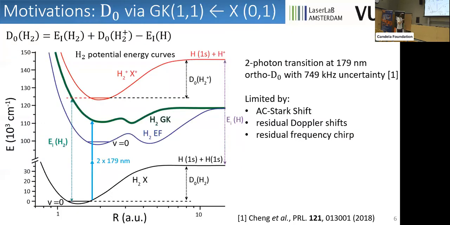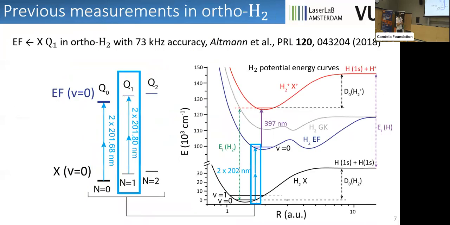The measurement from the X to the GK state was published in 2018, and it allowed for the determination of the dissociation energy with 749 kilohertz uncertainty. However, this measurement was limited by the AC Stark shift, residual Doppler shifts, and a residual frequency shift. I didn't mention that we go to the EF or GK, and from there, the group of Professor Merkt does transitions to high-n Rydberg states and then extrapolates using multichannel quantum defect theory.